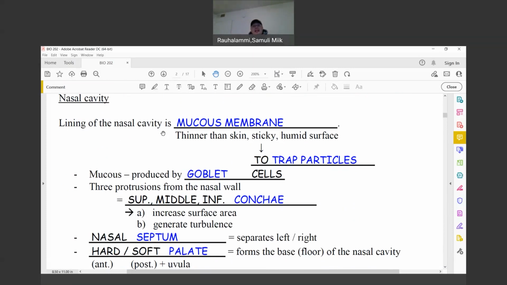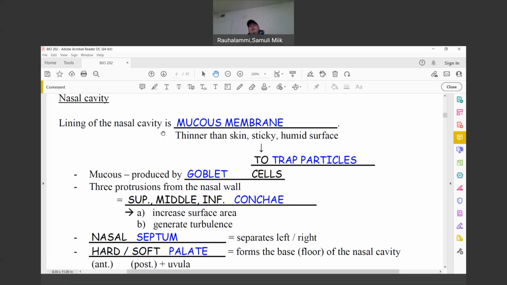It is sticky so that various particles get trapped in the mucous membrane, so we don't end up breathing in all that gunk that we shouldn't be breathing in all the way to the lungs. It's humid, so we can moisten the air before it enters the lungs. Again, we want that to be humid so that the alveoli don't get damaged.